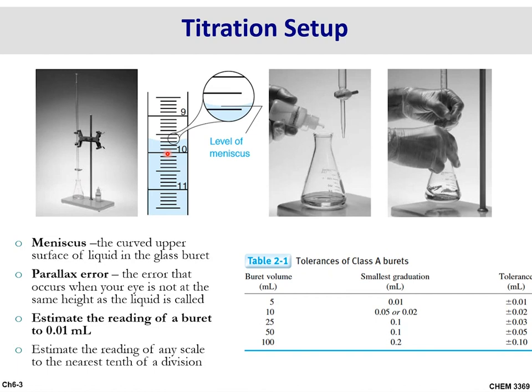Sometimes it might be helpful to use black tape on a white card as a background for locating the meniscus. So you just put a short piece of black tape on a white paper, and then you try to align this black tape with the bottom of the meniscus. Okay, so that might help you to estimate or to read where the meniscus is.